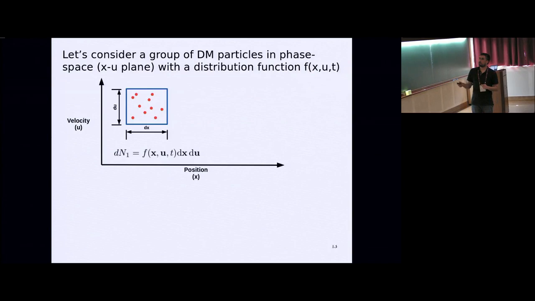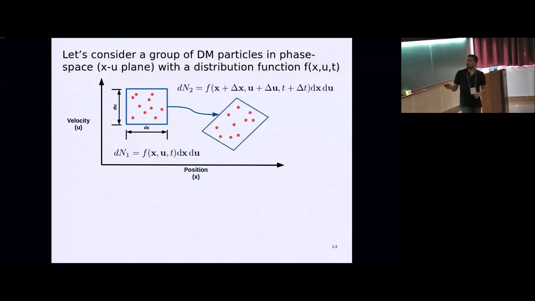So we have a group of dark matter particles here on a du dx volume. This is a phase space volume that is determined by a distribution function f. Right? So it's going to tell us how many particles we have here. And now imagine that these particles are evolving. Now you can find them at a different location. So now the initial number of particles is going to be the integral of the distribution function f over the phase space volume. And now it's the same.